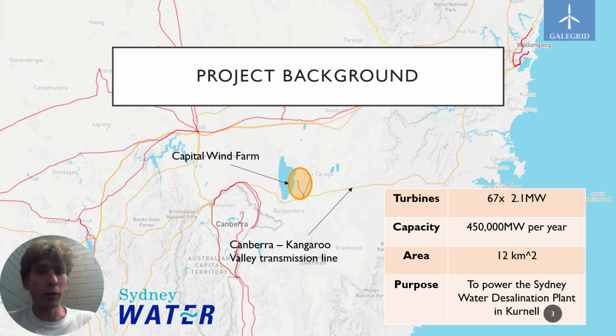The Capital Wind Farm is located about 50 kilometres east of Canberra, near a small town of Bungendore and Tarago. It is next to Lake George, which provides a reliable open space for dominant wind direction to fuel the turbines. It will consist of 67 2.1 megawatt wind turbines that will provide power for the Sydney Water Desalination Plant in Kurnell. It will tap into the Canberra Kangaroo Valley transmission line outlined here and generate up to 450,000 megawatts of power per year. The project's rural location presents some key risks and considerations.